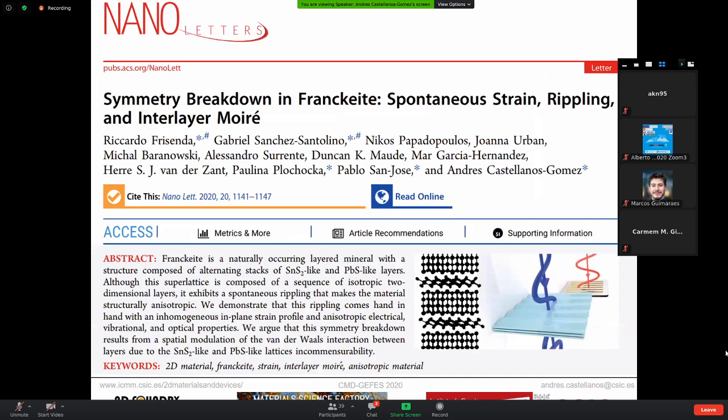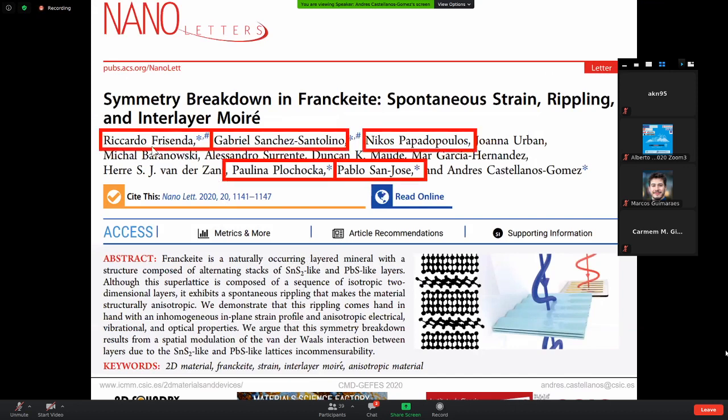Today's talk is going to focus on this paper that was published recently, I think in February or March. I have to acknowledge the heroes of this story: Ricardo Frisenda, who has been working on the optical measurements and the sample fabrication; Gabriel Sanchez Antolino, working on the TEM characterization; Nikos Papadopoulos from TU Delft, working on the electrical transport; Paulina Plochocka, doing the Raman characterization; and Pablo San Jose, who has done our theoretical support for this work.